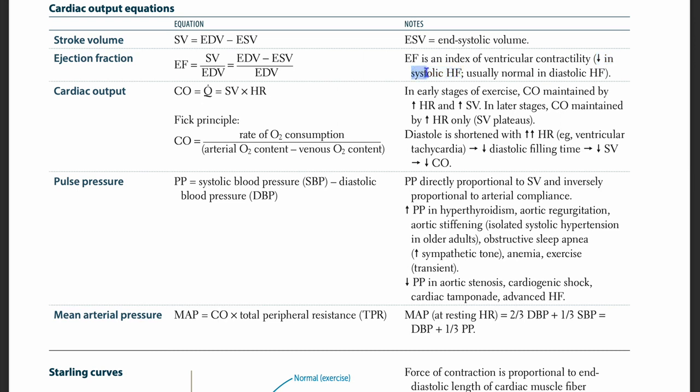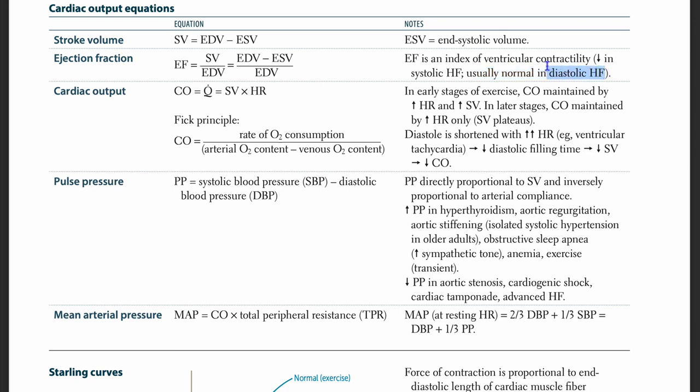So systolic heart failure, what is that? It's when the left ventricle can't push, right? It can't push the blood out. That's systolic heart failure. So if that happens, then stroke volume is going to be lower, right? If stroke volume is lower, then cardiac output is lower. That's heart failure. Why is it normal in diastolic heart failure?